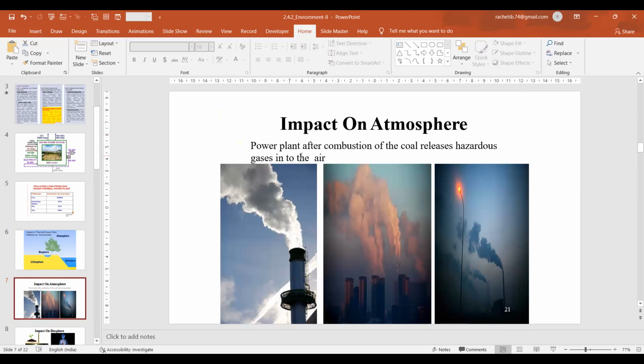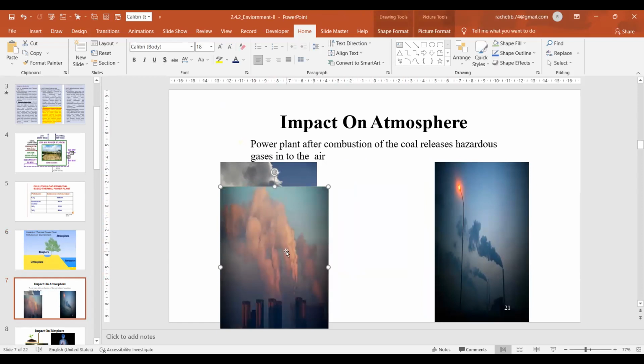Impact on atmosphere: the power plant's combustion of coal releases hazardous gases into the air. A number of times we have seen carbon dioxide, SOx, NOx components, mercury, etc. are being released along with these flue gases, and fly ash and particulate matter also, and that impacts the atmosphere.